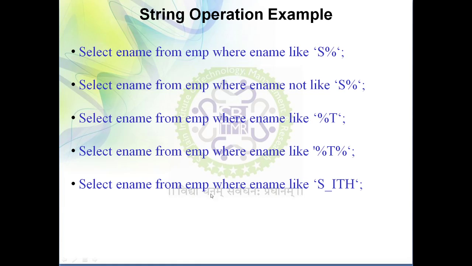Now next is I want such an employee name which satisfies this kind of pattern. S, then any character, exactly 1 character will be there, then I, then T H. So how can I specify? Select ename from employee, where ename like S underscore I T H.